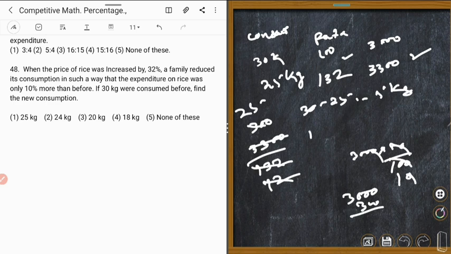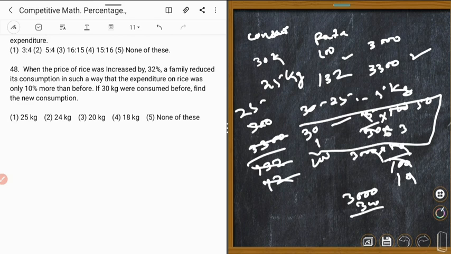So in 30 kg, the reduction is 5. In 100, it is about 16.67. So his consumption is how many? 25 kg. So what is asked? If 30 kg were consumed before, find the new consumption. Oh, this is not necessary.